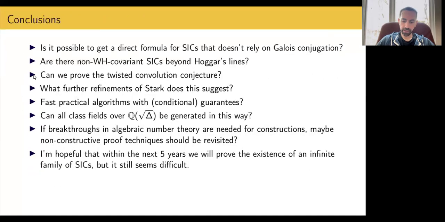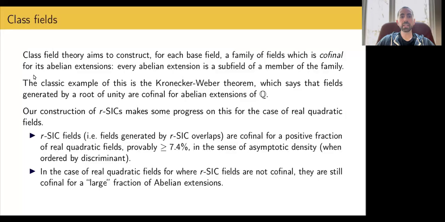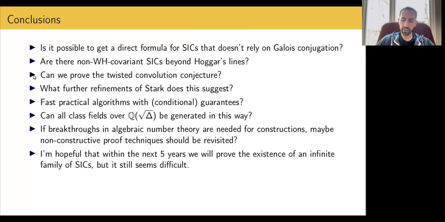And the last thing, I said that was the last thing I would say. One of the reasons these things are interesting is because they actually generate more of these class fields. If you include these r-SICs, as we're calling them, then we can show that you generate a positive density of these class fields, or all abelian extensions of number fields, when ordered by discriminant. So for at least 7.4% of real quadratic fields, you can get all of their abelian extensions in the sense of cofinality. So that's it. I'll stop here with my conclusions.